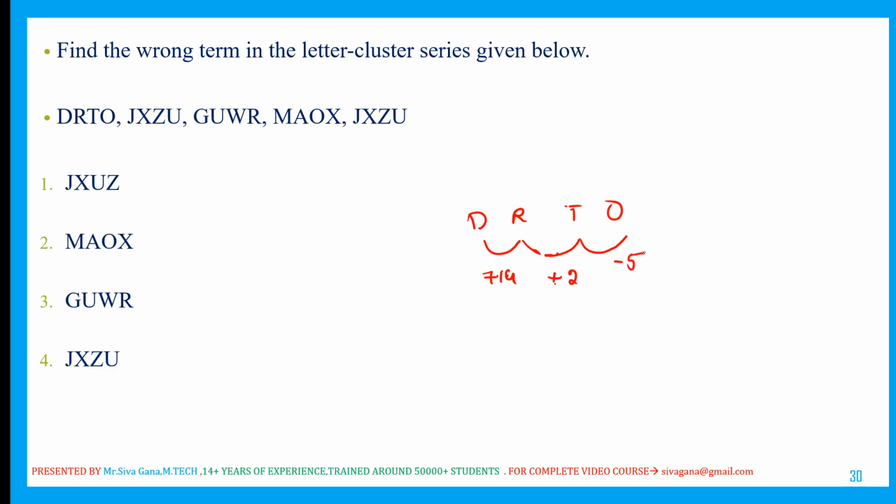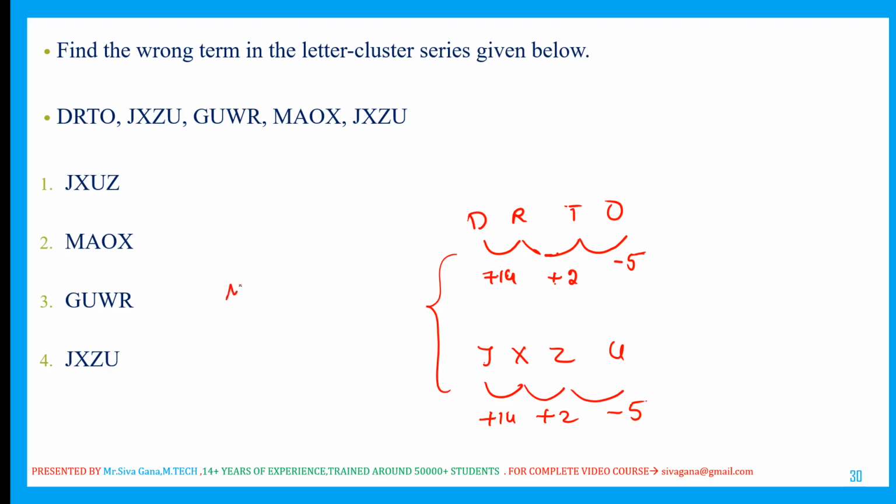Now let us see JXZU. This is also plus 14, this is plus 2, this is minus 5. The pattern is like this. So two are following the same pattern. The rest should also follow the same pattern. If not, that is the odd one.